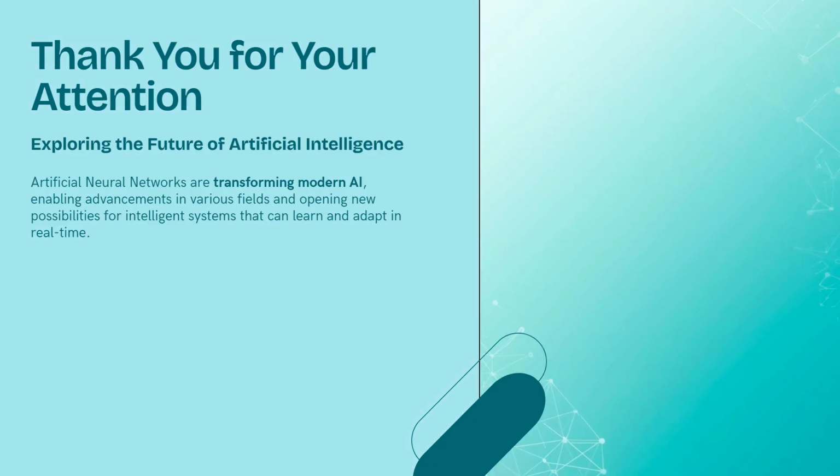Thank you for listening. We explored artificial neural networks through stories, simple explanations, and real-world examples. ANN are revolutionizing every aspect of technology by enabling machines to learn, adapt, and make intelligent decisions. As we move forward, ANN will continue shaping the future of artificial intelligence.